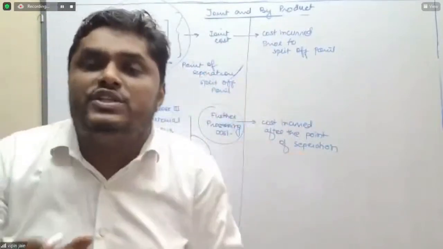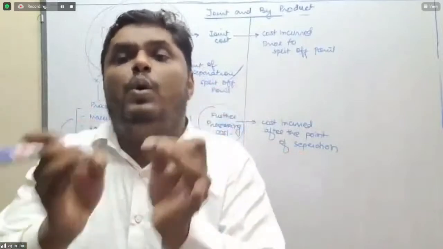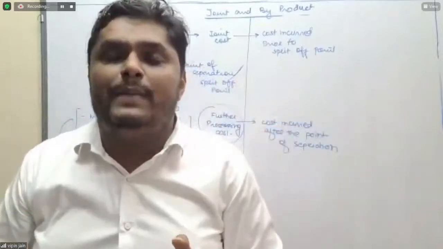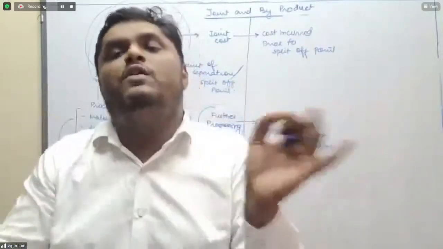That is a major question. And that is all what we will be doing in this chapter, joint and byproduct, that is apportionment of joint cost.